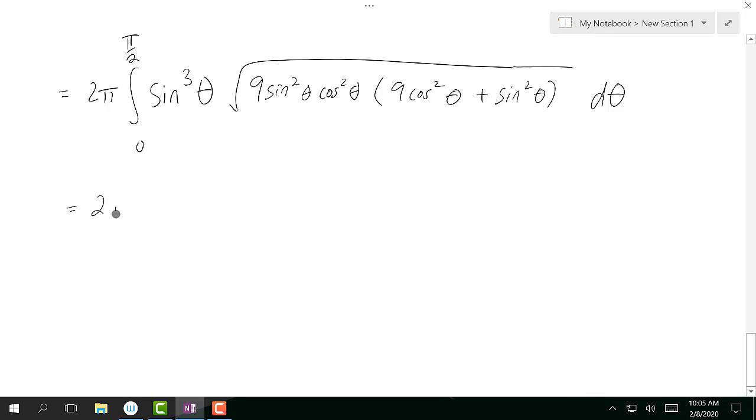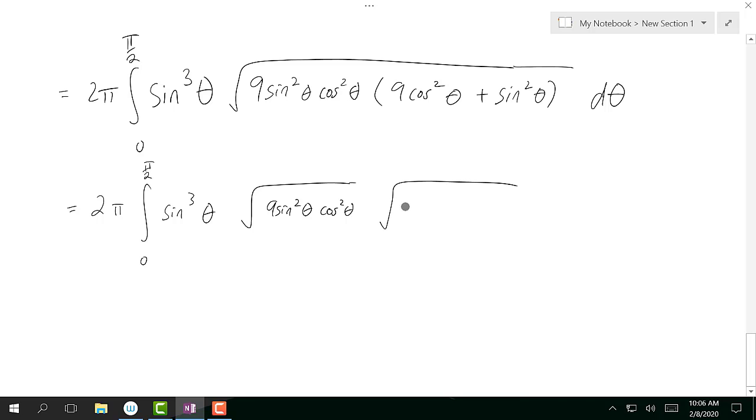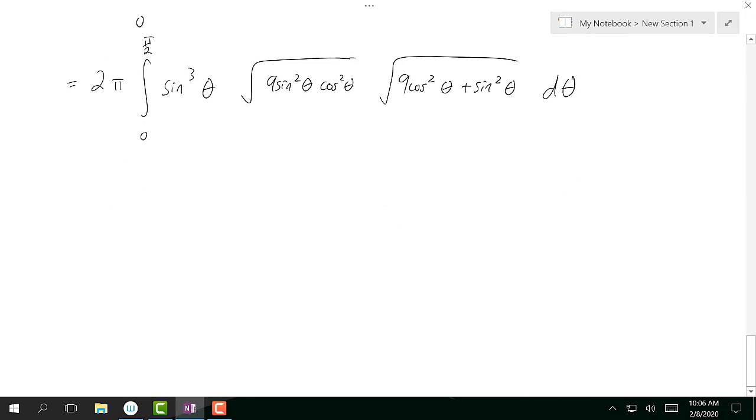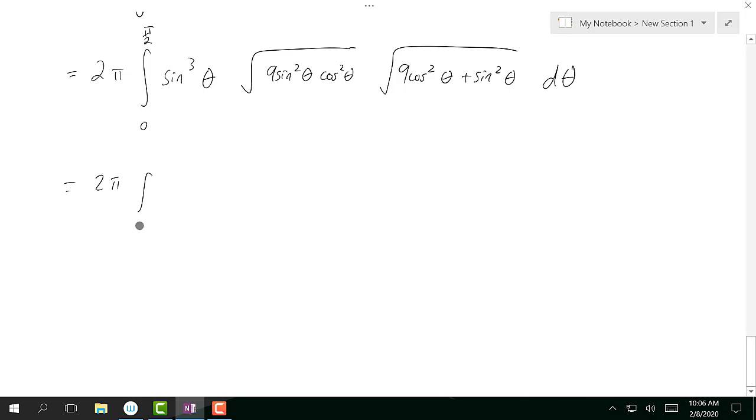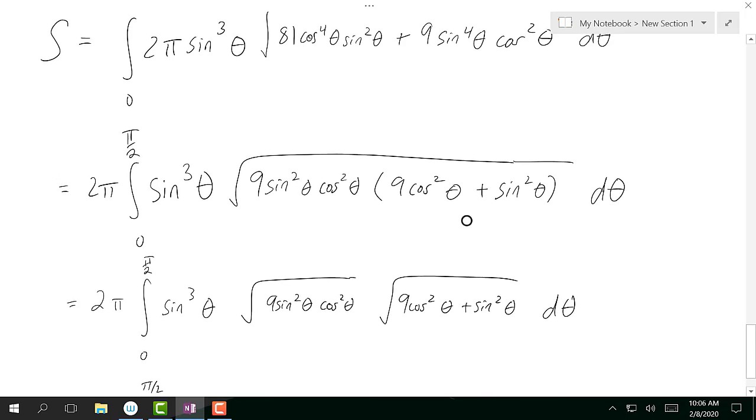So we're going to get 2 pi, 0 to pi over 2, sine cubed of theta. So we're going to break this up into two different terms. So we're going to have square root of 9 sine squared theta cosine squared theta, square root of 9 cosine squared of theta plus sine squared of theta d theta. Alright, so from this first term, we're going to get pi over 2 sine cubed theta, times 3 sine theta cosine of theta. Let's see, am I doing this right?